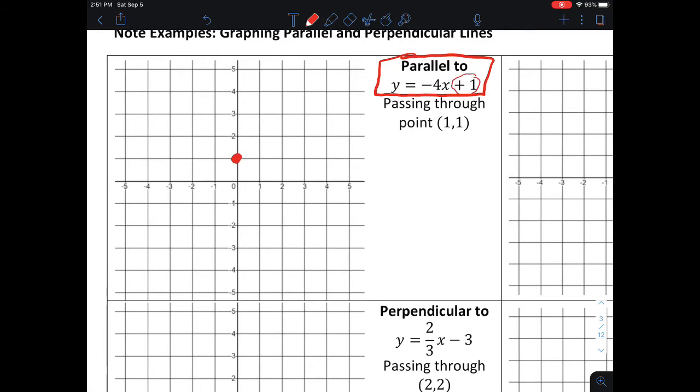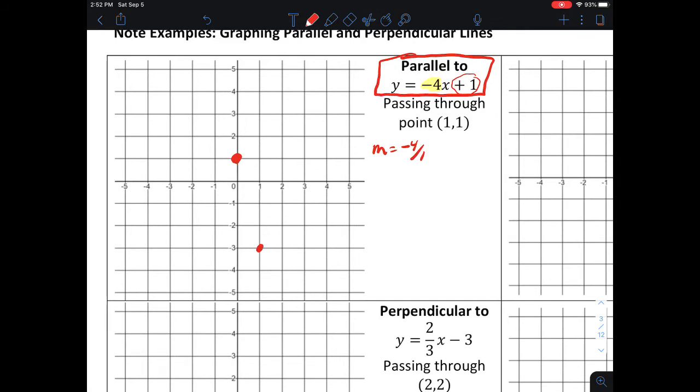And so that's this number. And then we have our slope of -4. The slope is the number that multiplies the x. Well, -4, I need to write that as a fraction, would be -4 divided by 1, which means I would go down 4, right 1, and put a dot. And then I would do that as many times as I could fit, and I can't go any farther to the left of that point.